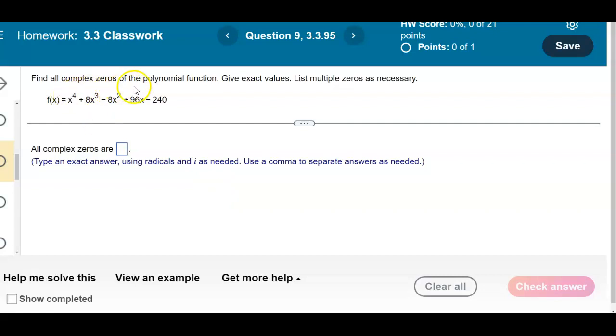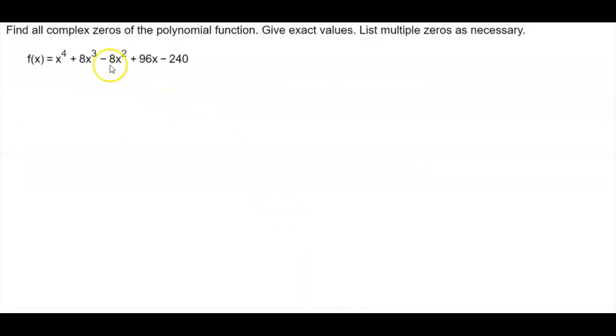Find all complex zeros of the polynomial function, give exact values, and list multiple zeros as necessary. Here we have f of x, which is equal to x to the fourth plus 8x cubed minus 8x squared plus 96x minus 240. So here is our function.